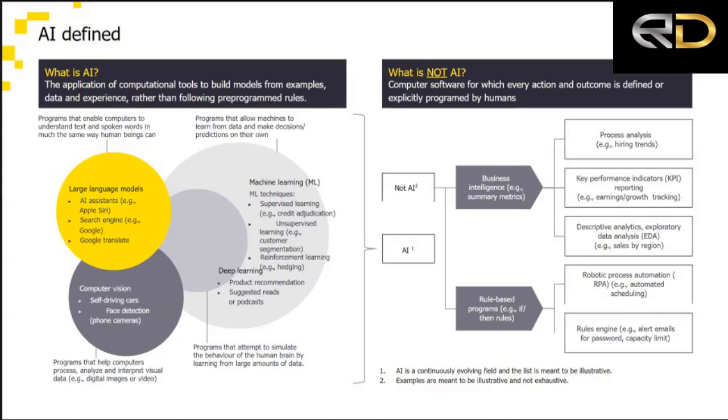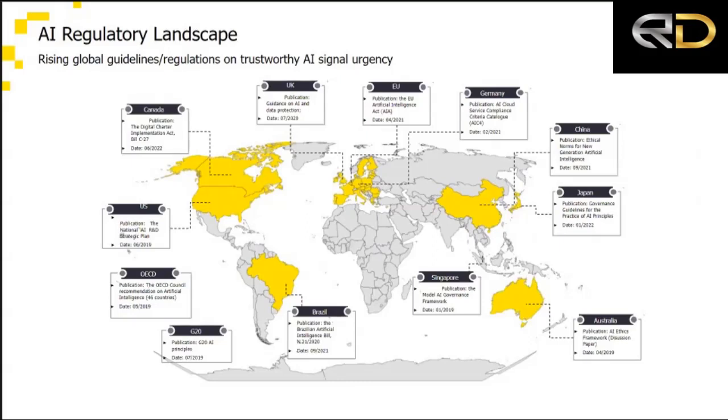So in this webinar, we are now going to look at how to identify the risk, how to govern and how to comply with AI models that are basically built from examples from data and experience rather than following programmed rules. So the first order of business here is to look at the AI regulatory landscape. What is this all about and what is happening and how to comply?